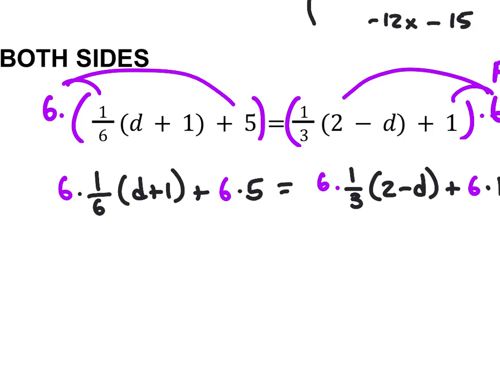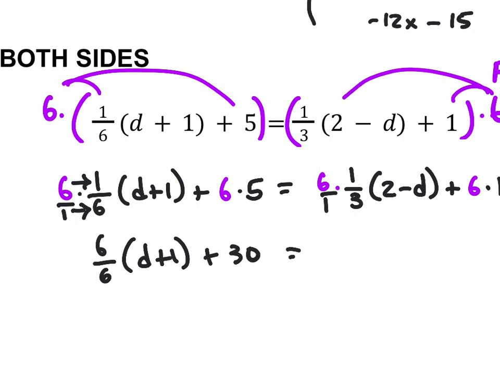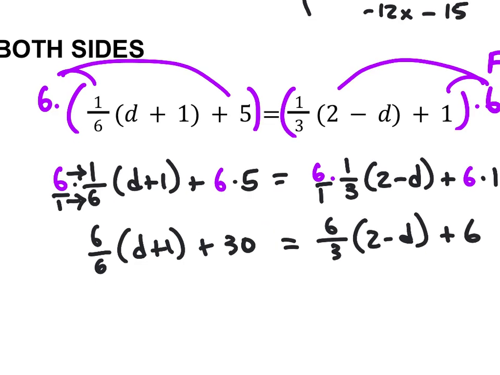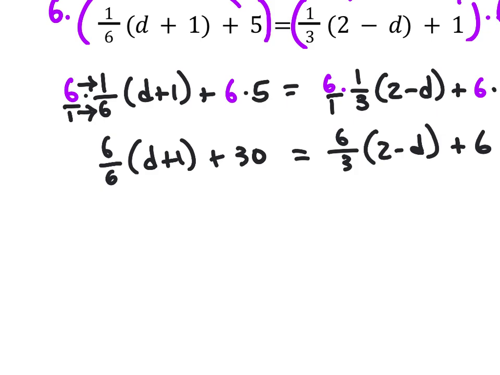Now, simplifying this, when we're multiplying fractions, I'm going to put the 6 over 1, we just multiply across, okay? So 6 times 1 gives me 6, 1 times 6 gives me 6, d plus 1 plus 6 times 5, which gives us 30, is equal to 6 times 1 is 6, over 1 times 3 is 3, and then you get 2 minus d, and then plus 6 times 1, which gives you 6. So now we have 6 over 6. Now I can simplify this fraction and this fraction.